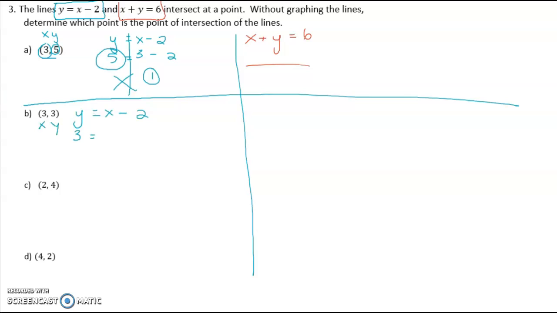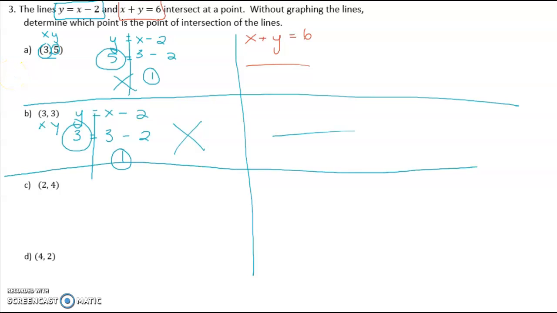So 3 equals, then x is 3 minus 2. So I'll draw a line down the equal side. So this side equals 3. 3 minus 2 is 1. So this one does not work. So that means we do not have to check this side, because it's got to work for both points.